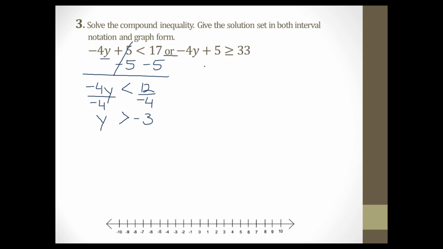Now solving the right side, again subtracting 5 from both sides, and we are left with negative 4y is greater than or equal to, and 33 minus 5 is 28. Last step, dividing by a negative 4. Again, we're dividing by a negative number. We have to flip the sign in the opposite direction. So this side is just y, and 28 divided by negative 4 gives me negative 7.